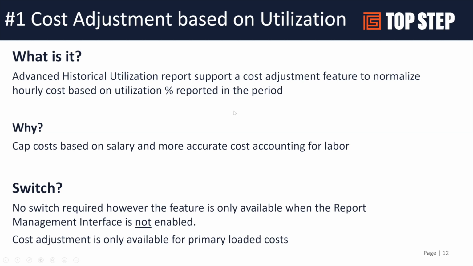Now, one thing to note, it is only available for the primary loaded costs. So it only takes level 1, or level 0 if you're uploading costs. It only takes that primary. You cannot do this with secondary or tertiary costs. As everyone probably knows, you can have up to 3 costs on a user record. So think through that if you're looking to use this, that your primary cost is the one that works with this report.